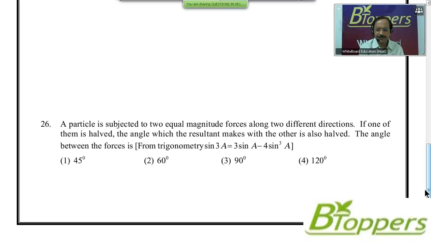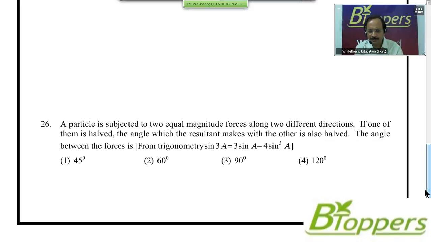Look at the question number 26. A particle is subjected to two equal magnitude forces along two different directions. One of them is halved. The angle which the resultant makes with the other is also halved. The angle between the forces is. Four options are there. First option 45 degrees, second option 60 degrees, third option 90 degrees, fourth option 120 degrees.